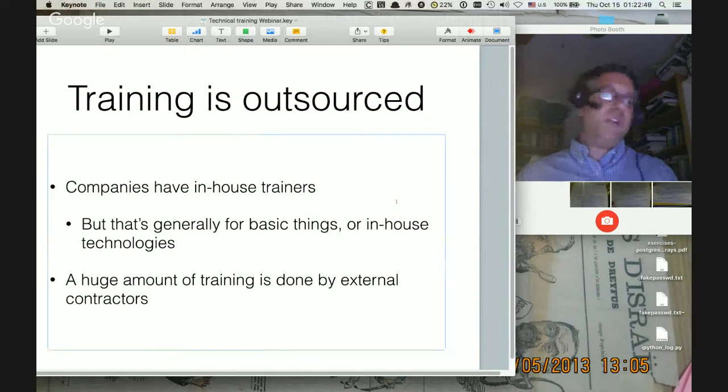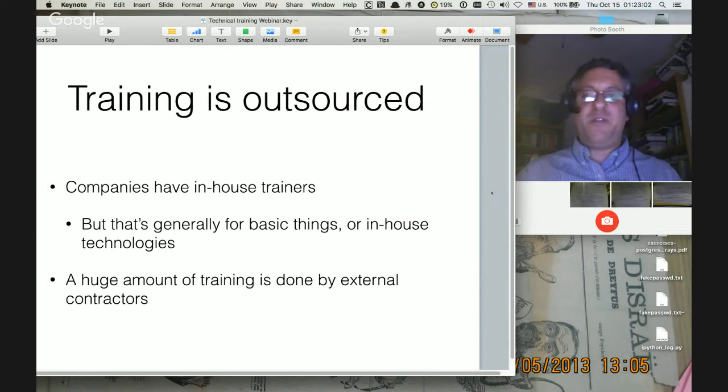So yeah, a lot of these places will not bring in an external person so that they can do training for basic stuff, only for advanced stuff. But this leaves a huge amount of stuff for which they have no internal training. So a lot of it is done by external contractors or companies.